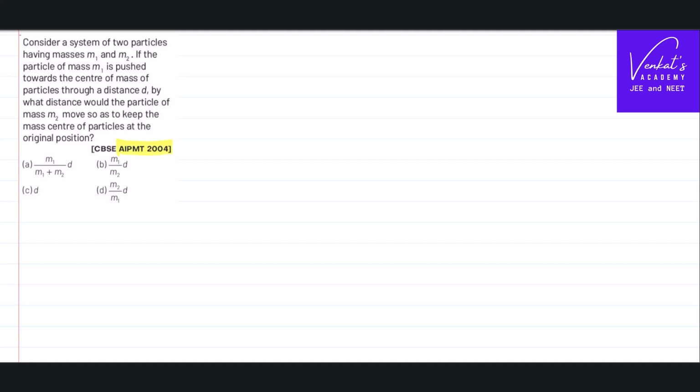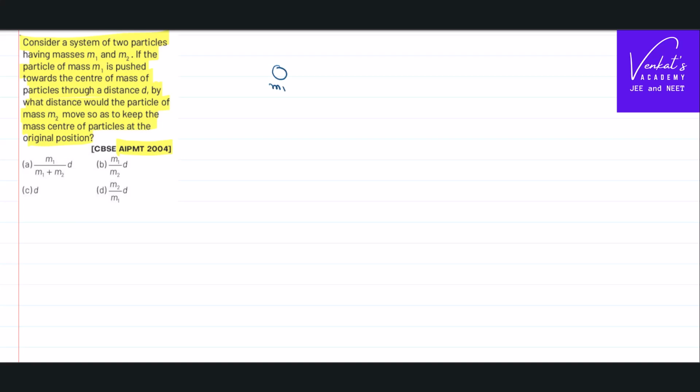It's an IIT JEE 2004 question from the Center of Mass concept. The problem is like this. Consider a system of two particles having masses m1 and m2. If the particle of mass m1 is pushed towards the center of mass of the particles through a distance d, by what distance would the particle of mass m2 have to be moved to keep the center of mass in its original position? Let us try to understand what it is saying.